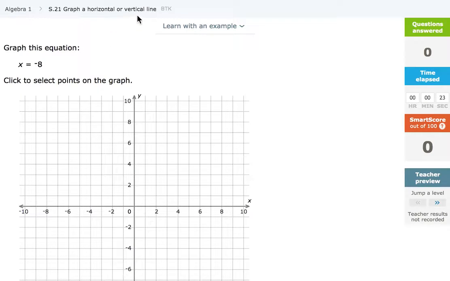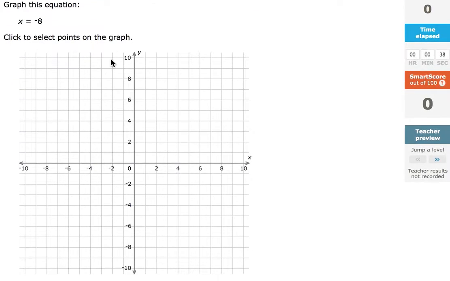Graph a horizontal or vertical line. Let's recall that if you ever have an equation x equal to a number, you will end up with a vertical line. If you ever have an equation where y is equal to a number, you will end up with a horizontal line. Let's start here.